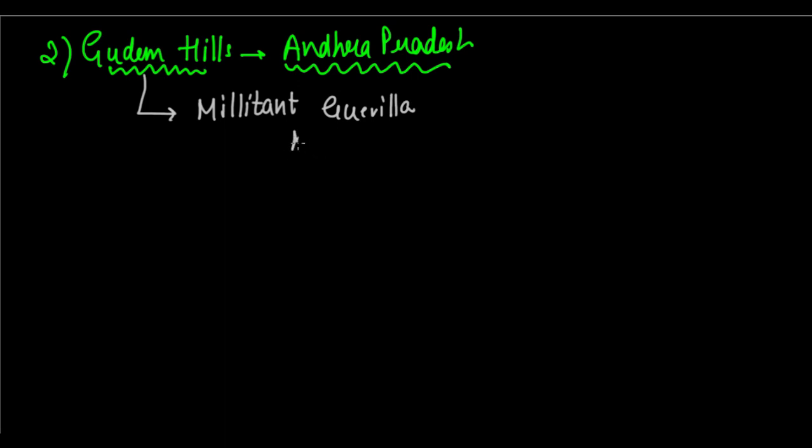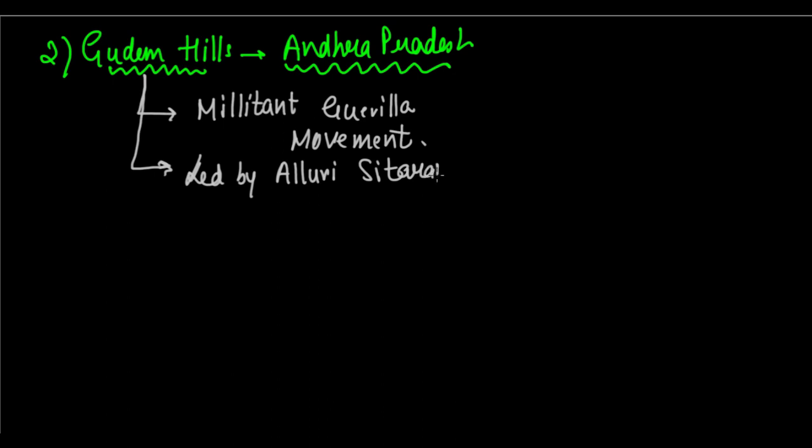There was a militant guerrilla movement which was initiated against the oppressive officials of the British government in this region. And it was led by a semi-Gandhian. Why I call him a semi-Gandhian, you'll understand later. It was led by Alluri Sitaram Raju. He led this militant movement in Gudem Hills in Andhra Pradesh.